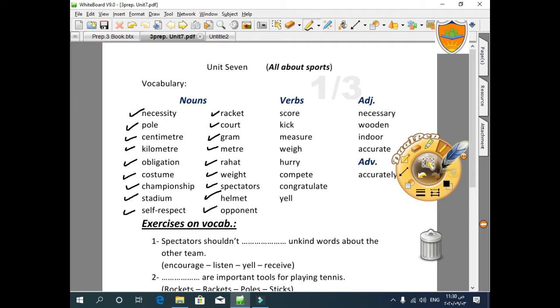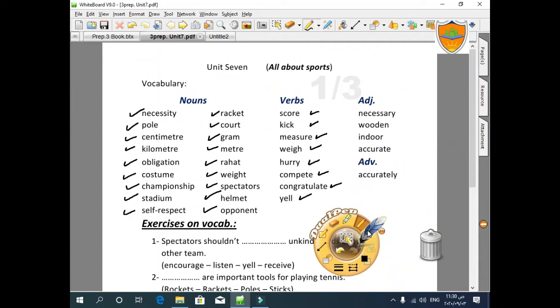And let's move to verbs. Score, kick, measure, weigh, hurry, compete, congratulate, yell. Adverbs and adjectives: necessary, wooden, indoor, accurate. And the only adverb is accurately, which we have today.